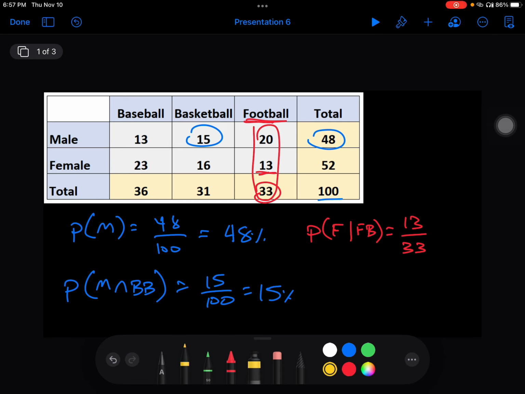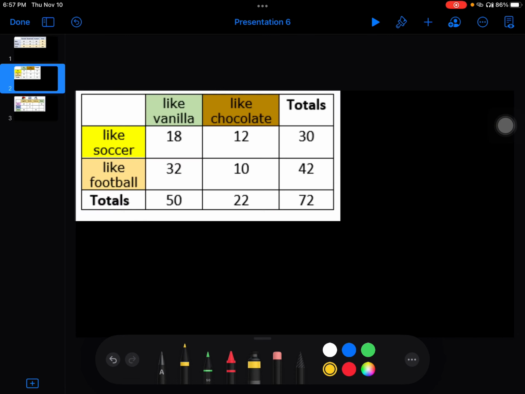And then let's say we want to know the probability that a student plays basketball given that she is female. So we're going to first look at the number of females, which is 52. So that's our denominator. And of those 52, how many play basketball? 16. And we can reduce these fractions, but that is the main idea. Let's get another example.